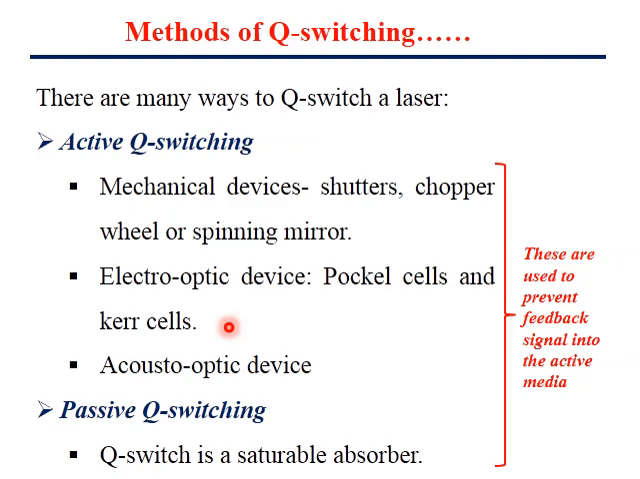Fine. Coming next to passive Q switching. In passive Q switching, the Q switch is a saturable absorber. Mainly some kind of dye is used, and we will discuss this in the next slides. And what is the use of all these methods? They are used mainly to prevent the feedback signal into the active medium. So the attenuation we were talking about in the previous slides is obtained, and the Q switching is done, by these devices. Fine. All right.